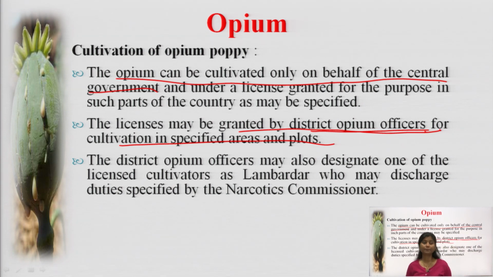The district opium officer may also designate one of the licensed cultivators as Lambardar, who may discharge duties specified by the Narcotics Commissioner. So between the opium officer and the Narcotics Commissioner, there is one person known as Lambardar, who is responsible for seeing that everything is going on under supervision and control. That person checks whether cultivation and collection are on time and regular, and whether the data match, those reported in the text as well as those found in practice. So the Lambardar and the district opium officer are responsible for checking in person that things are going on properly.